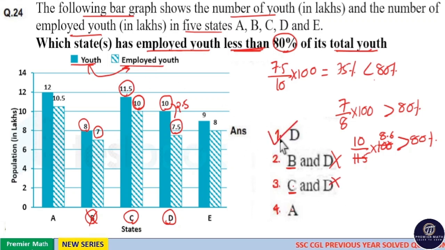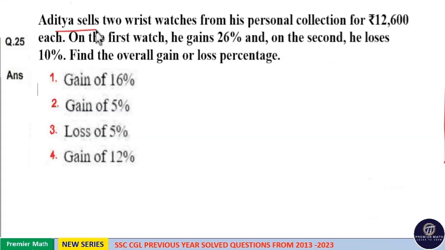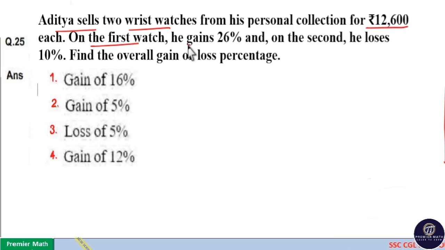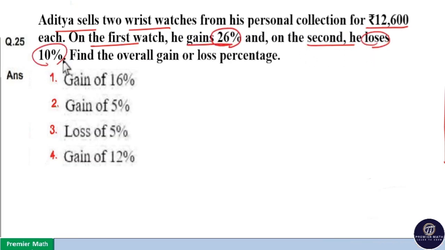That is, only state D has employed youth less than 80% of its total youth. Aditya sells 2 wristwatches from his personal collection for rupees 12,600 each. On the first watch, he gains 26% and on the second, he loses 10%. Find the overall gain or loss percentage.